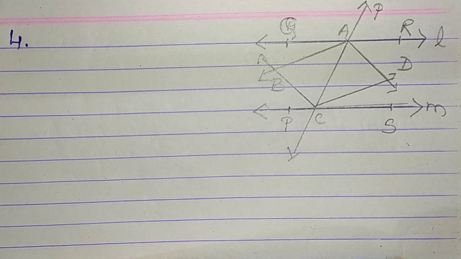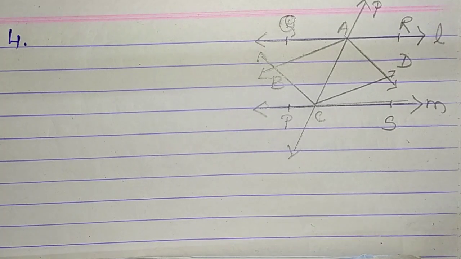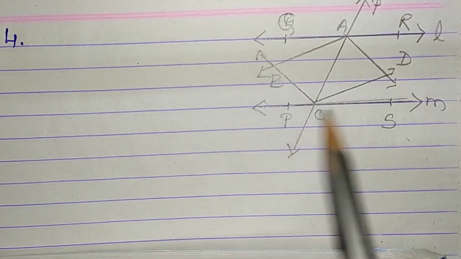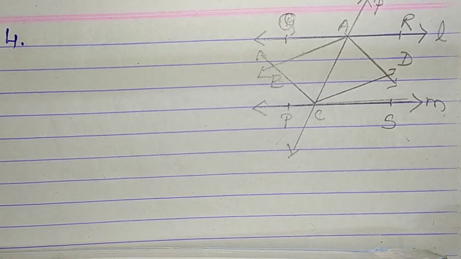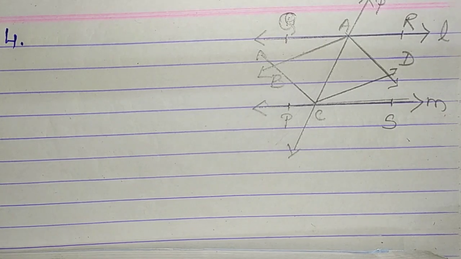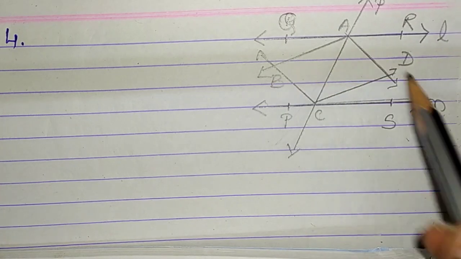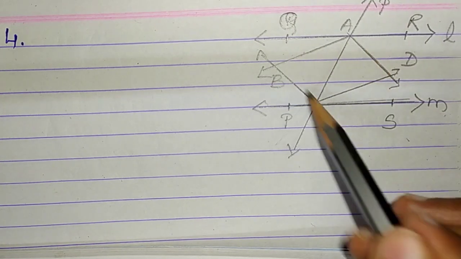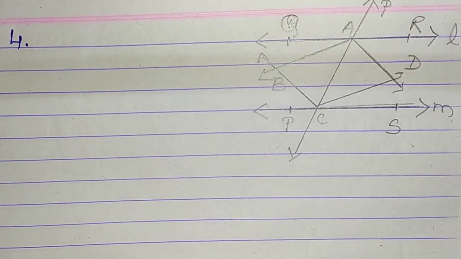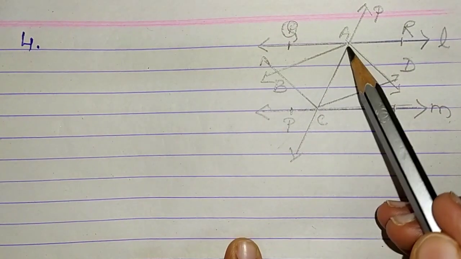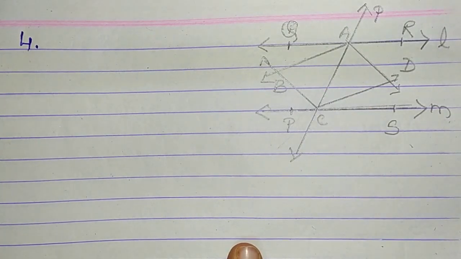In the fourth example, 2 parallel lines L and M are intersected by a transversal P. So in the figure you can see there are 2 parallel lines L and M. They are intersected by a transversal P. Show that the quadrilateral formed by the bisectors of interior angles. So these are the interior angles and they have been bisected by these bisectors, and here you can see there is a quadrilateral. We have to show that this quadrilateral is a rectangle. So to do that, first we need to prove that the sides of this rectangle are parallel to one another and also that one of its angle is equal to 90 degrees.